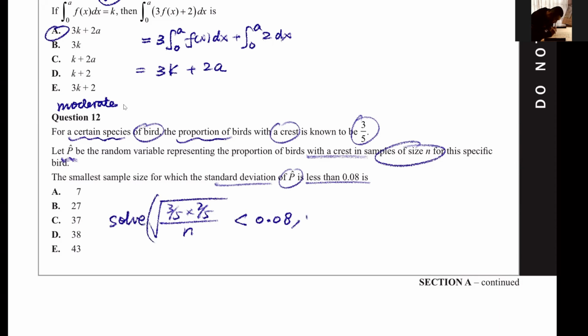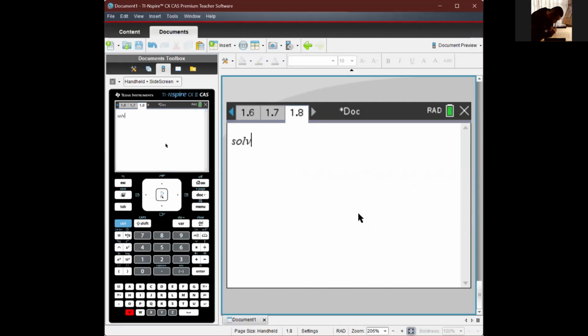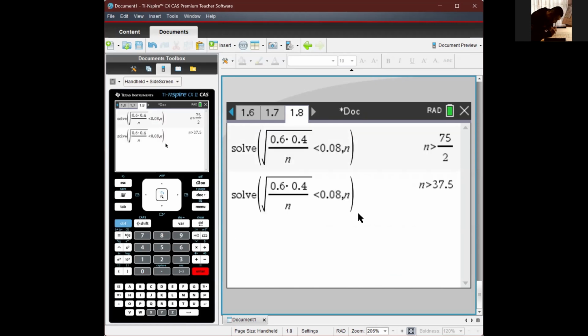And we can use the CAS to solve for this n value. If I'm using my CAS calculator, I would use the solve button: square root of 0.6 times 0.4 divided by n, less than 0.08, for n. So n is greater than 37.5, but n has to be a whole number. That's why it's 38, option D. Very standard question. Next.